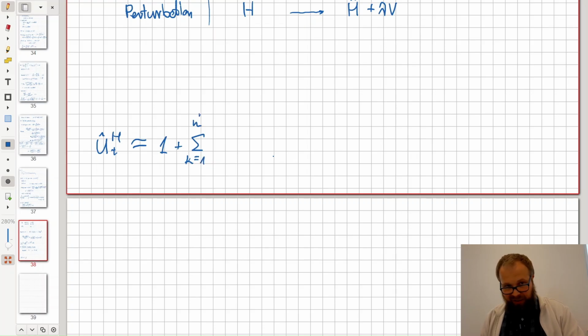So we imagine that this n is rather small. It's like, let's say, 2 or 3. Just a clarification regarding the notation.